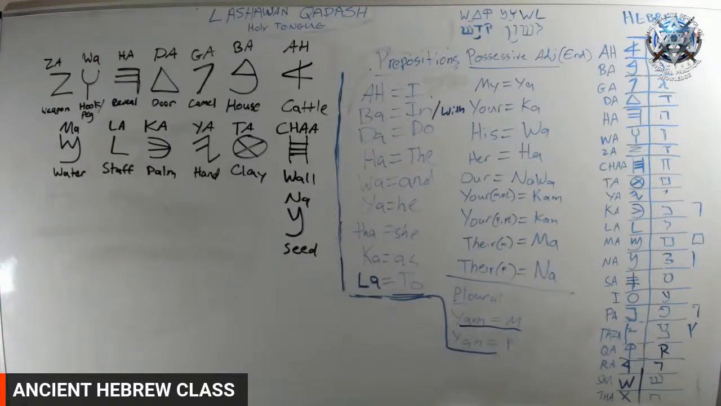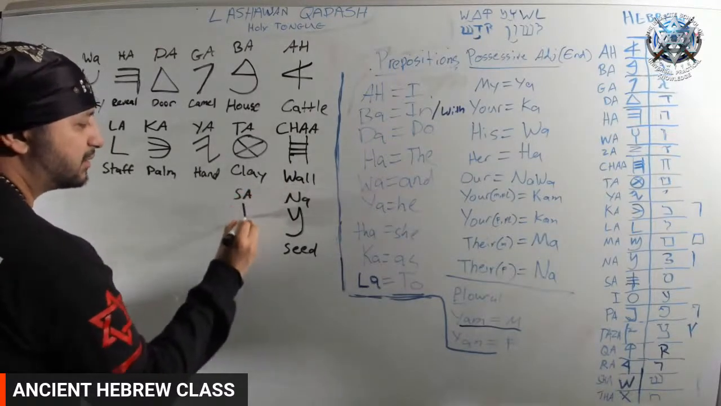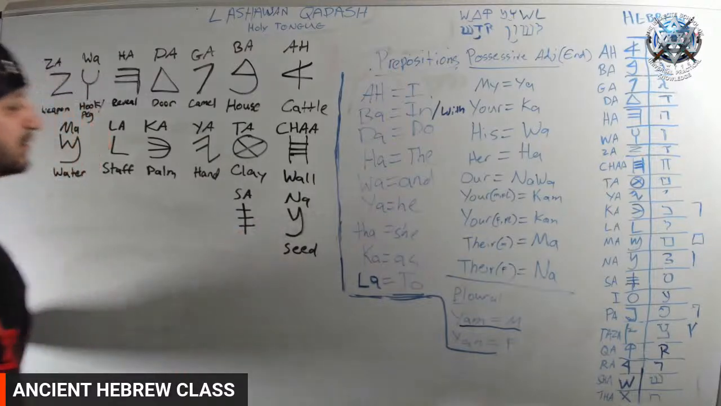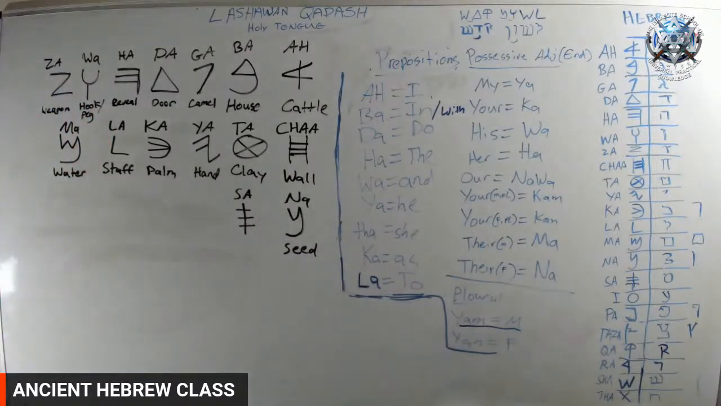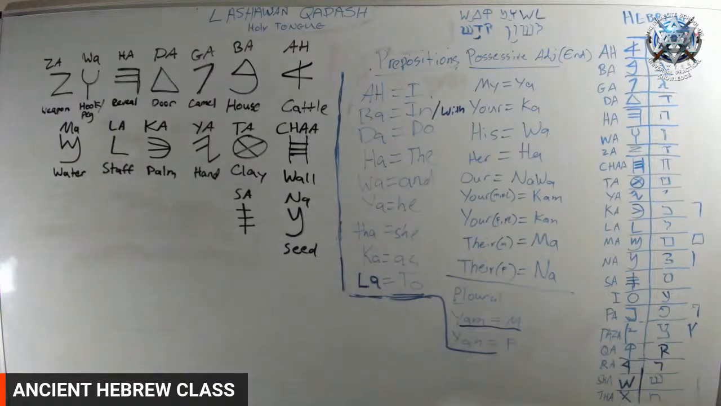All right, now, next one is Sa. Sa. Now, I'll give you a hint about Sa. Sa is very similar to La. They actually kind of look similar. What does Sa mean? What does Sa represent?